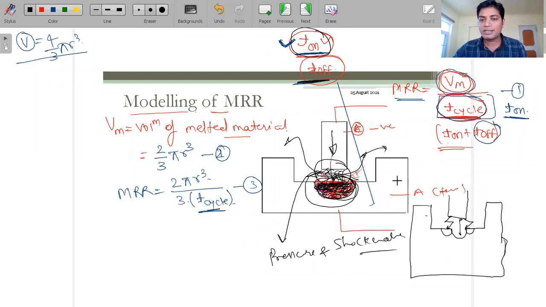So what I want to say is that you cannot write directly T on here. You should write T cycle. This is a total cycle. During the T on, the material is removed, but how does it vanish out? This happens when the time is off. And what happens during the time off? We do not pick it up by hand, but by the collapse of this ionized column, a shock wave is generated, and because of that only the removed material is flushed out along with the dielectric fluid. So I think it is clear, Majid?